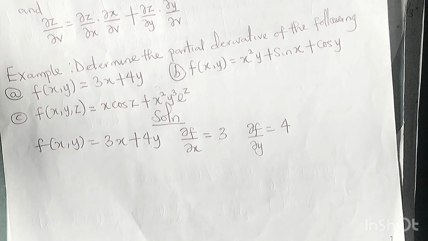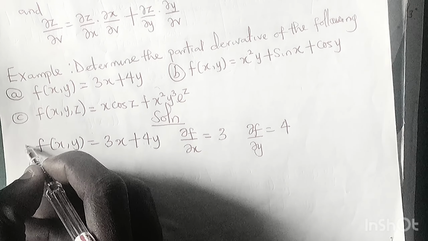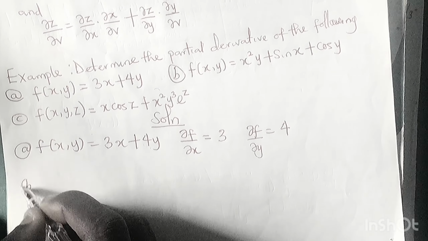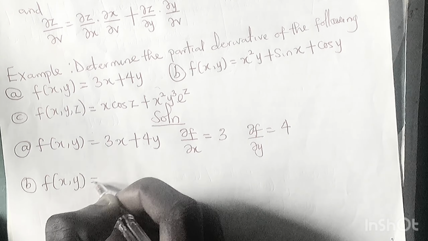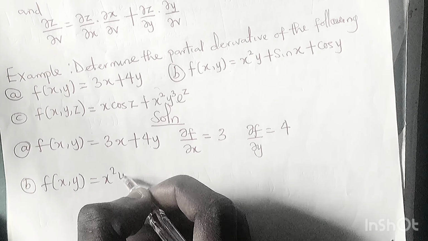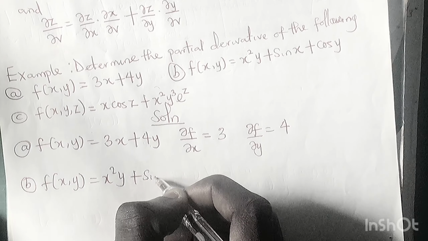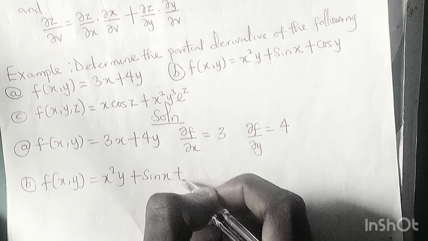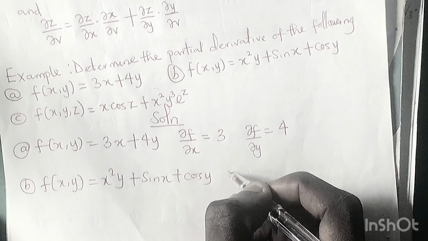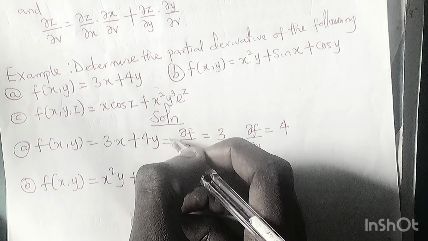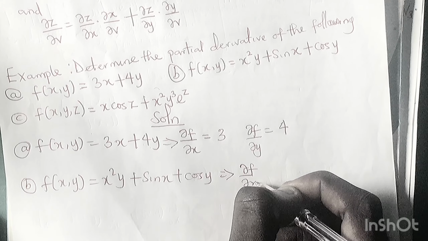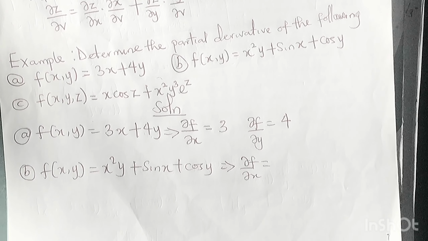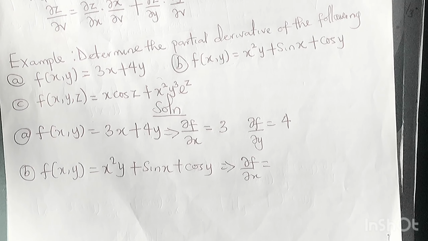Now let's go to the second one. The second question says f of x comma y, which is equal to x squared y plus sine x plus cos y. Now the first one, ∂f/∂x. How are we going to do ∂f/∂x? I'm sure you already know.